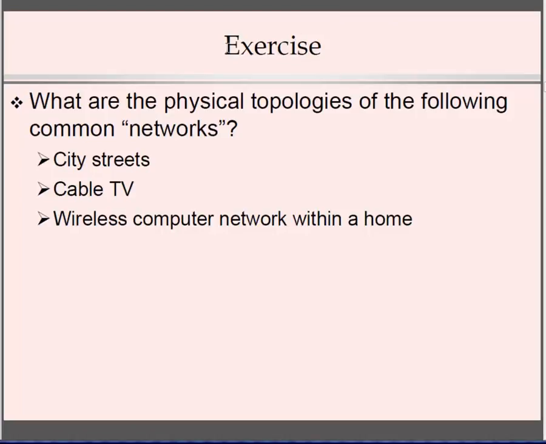So here's a quick exercise to see how much you understand this. What are the physical topologies of the following common quote-unquote networks? First one, city streets. Second one, cable TV. Third one, wireless computer network within a home. Well, let's take a quick look at some of the possibilities here.